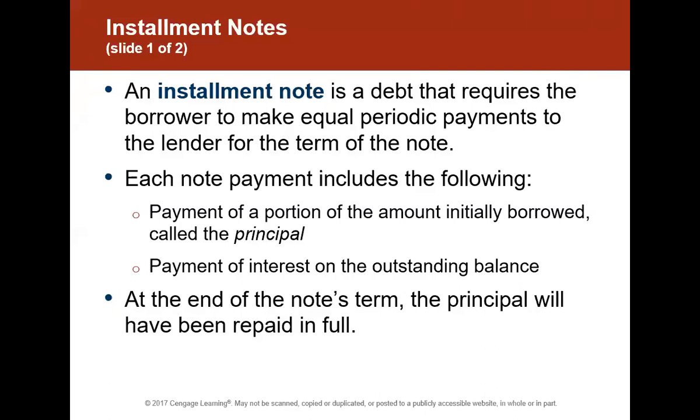So we're going to learn how to calculate how much goes to principal? How much goes to interest? Okay. And then by the end of the note, we should have paid the full principal balance and all the interest. The good thing is, if you do take out an installment note, a lot of times they have clauses where there's no early payment penalty. What that means is if I want to make extra payments to reduce my interest over time and reduce the amount of time I am paying on this loan, I can do that.